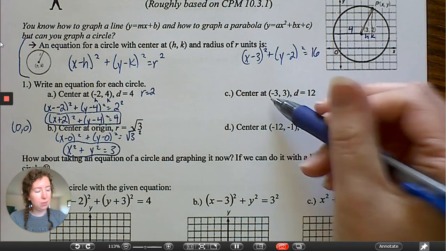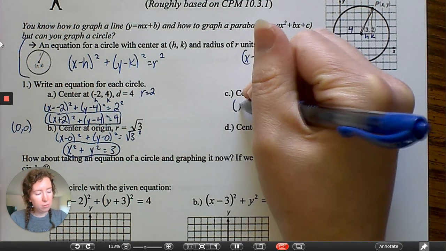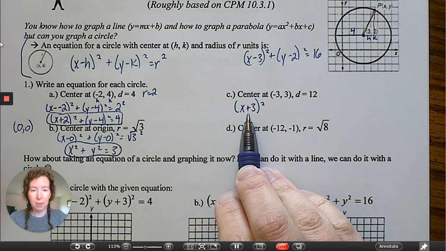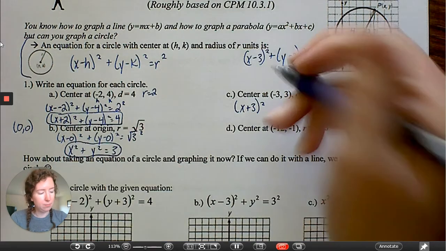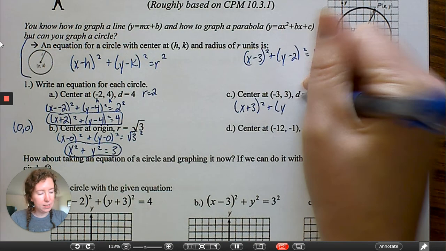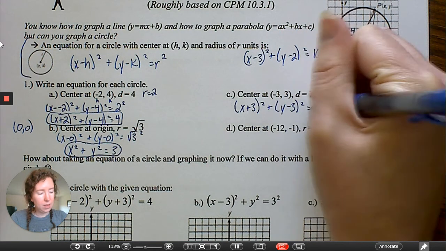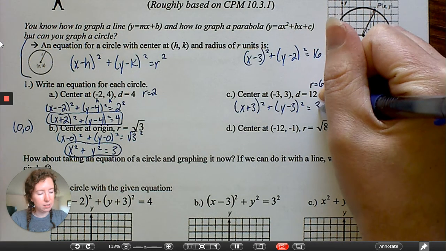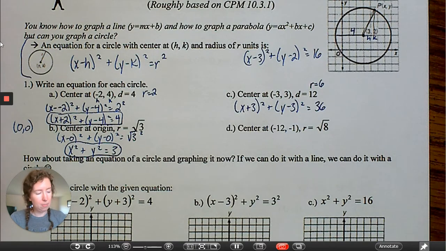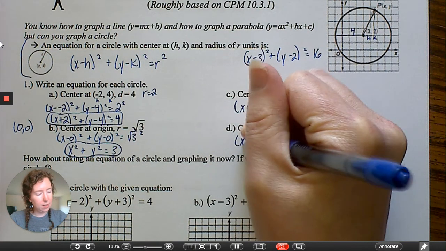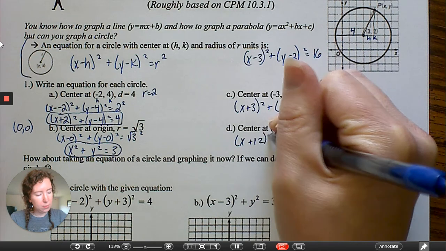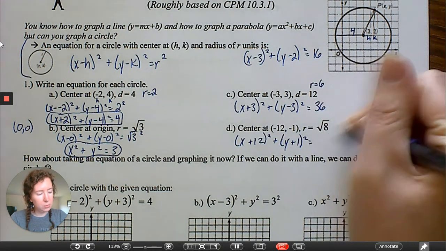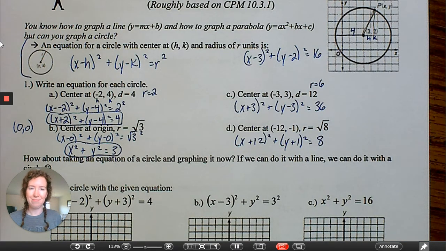So if my center is at -3, +3, I'm just going to skip. It's essentially changing the sign. So if it was -3, it becomes a +3 because you're subtracting. If it's a positive, it's a negative. If the diameter is 12, that means the radius is 6, and 6 squared is 36. All right, for this one here, I've got x plus 12 squared plus y plus 1 squared equals the square root of 8 squared, which is just 8.